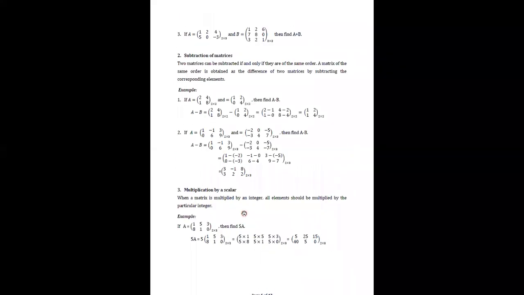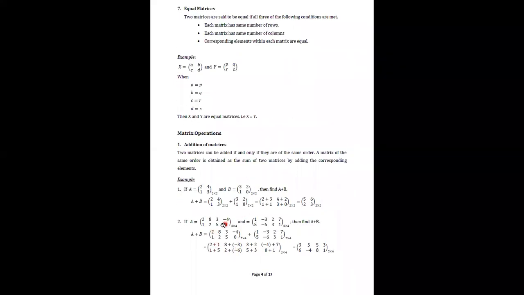Then in the second example, you can see that a matrix of order 2 by 4 is considered as A, having the elements 2, 4, 3, minus 4, 1, 2, 5, and 0. And here I am calling this matrix B. Actually, the letter is missing here. We have to name this matrix B.